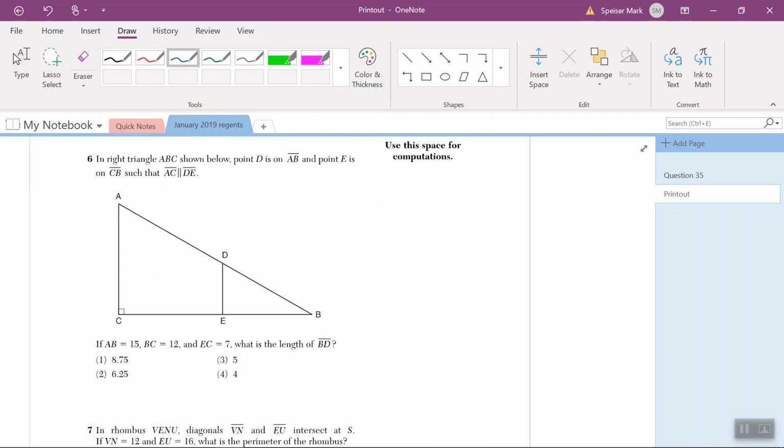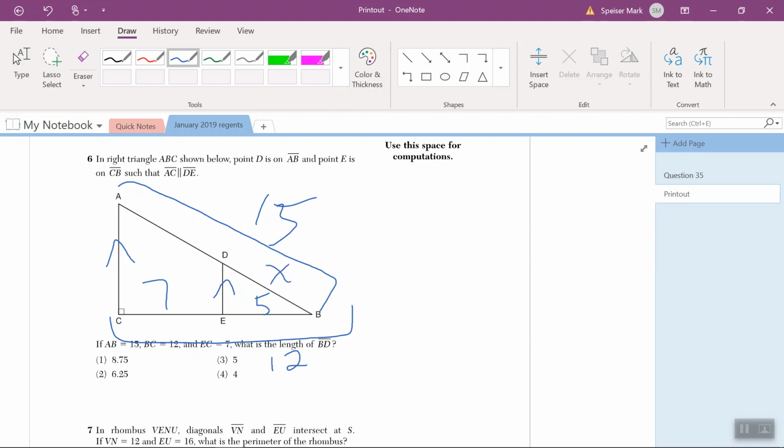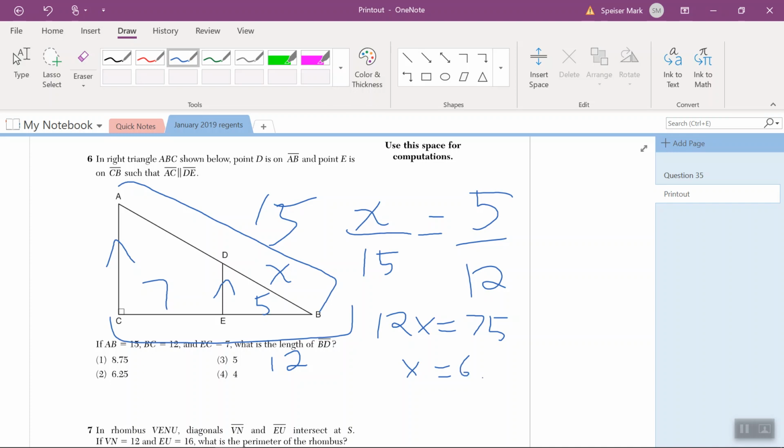Number 6. In the right triangle ABCD shown below, the point E is on CB such that segment AC is parallel to DE. Denote those two parallel lines using arrows. AB is 15, BC is 12, EC is 7, making BE 5. We'll call BD x and set up a proportion, part over whole. x over 15 equals 5 over 12. We'll cross multiply. 12x equals 15 times 5, which is 75. Divide by 12. x equals 6.25, which is choice number 2.